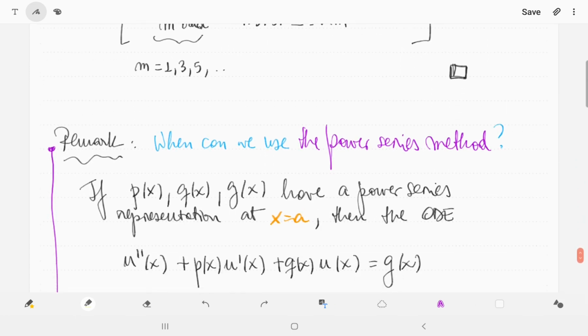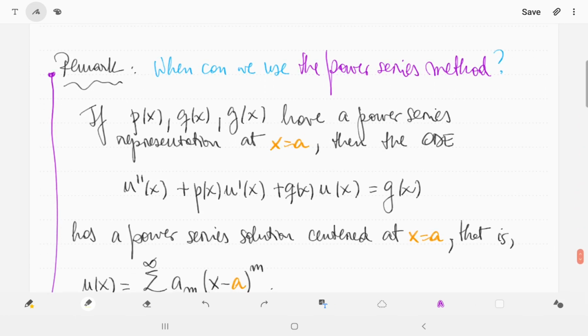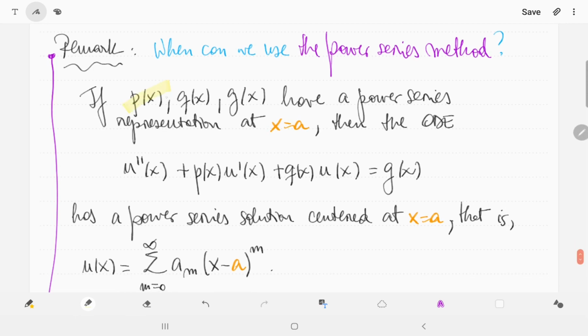Just one more comment that I almost forgot. When can we use this power series method? Because we said that, okay, we can use this power series method when we have ODEs with non-constant coefficients. So here is a rule or a fact of when we can use this power series method. Imagine that we have three functions, p, q, and g, and the three of them admit a power series representation at this point A.